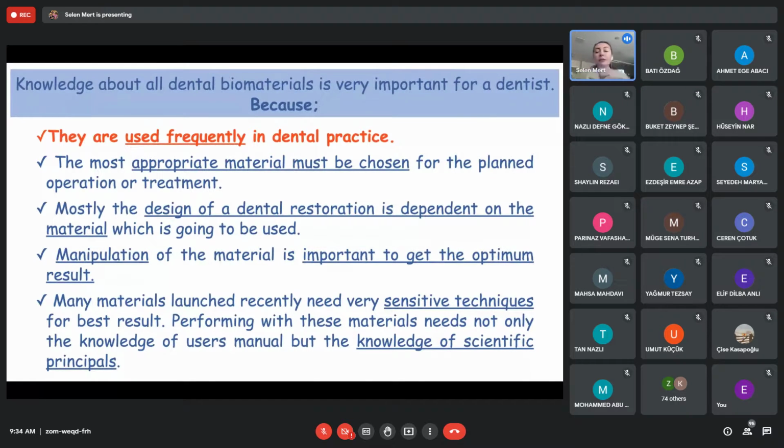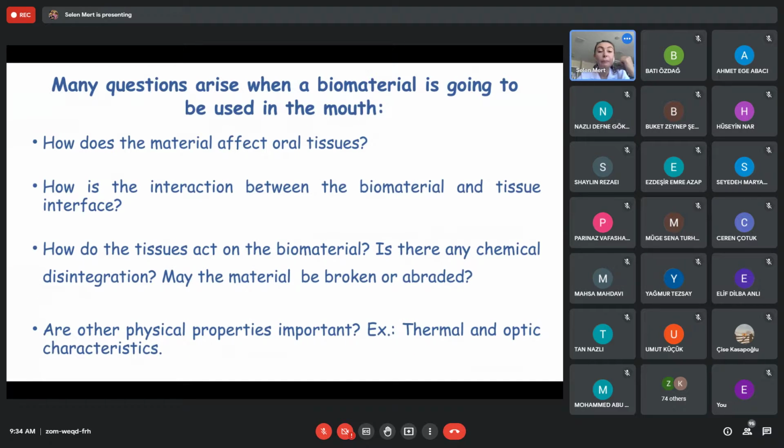So the scientific principles behind the material, we should know that very deeply and precisely, because our materials are very technique sensitive, so we have to be able to manipulate and apply them with correct techniques. When we use a material in our patient's mouth, we have to consider many different questions. These questions can be like that.